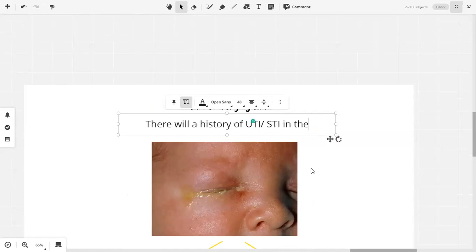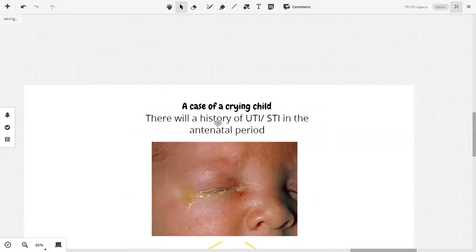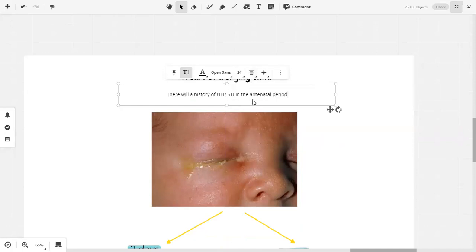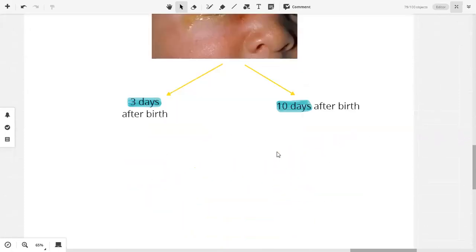In cases of ophthalmia neonatorum or neonatal conjunctivitis, there will be a history of UTI/STI in the antenatal period. Antenatal period means when the mother is pregnant with the child. So this is an important context clue: either the mother will have an active infection at the time of delivery, or she will have a history of UTI or STI in the antenatal period. Now the important thing is the time period, 3 days and 10 days.